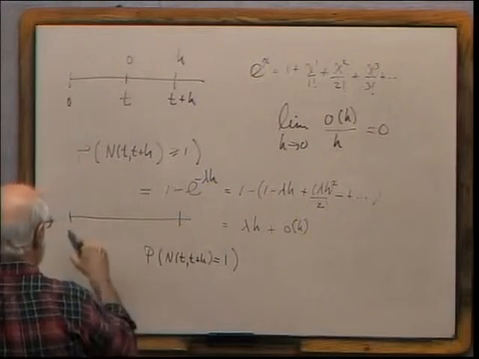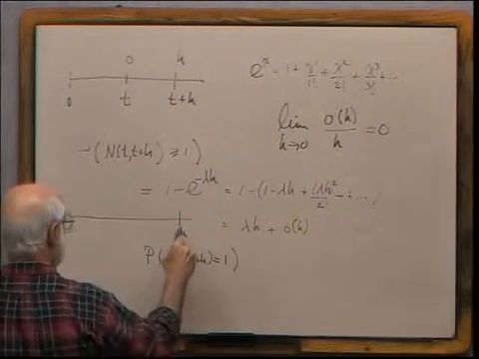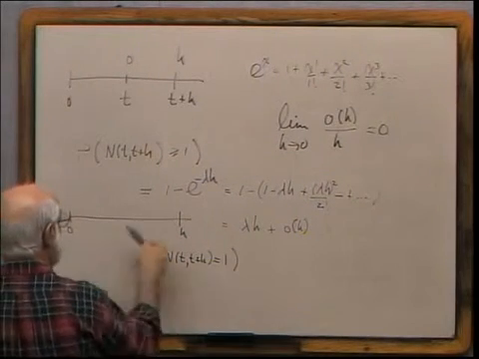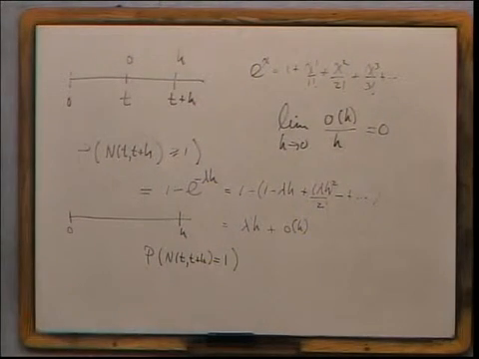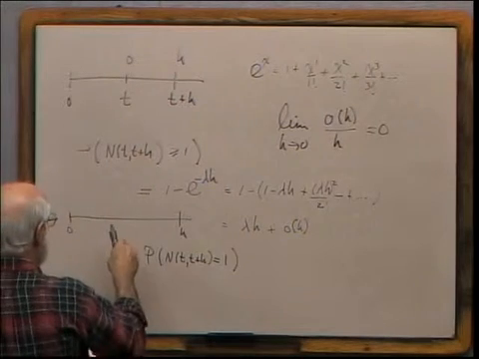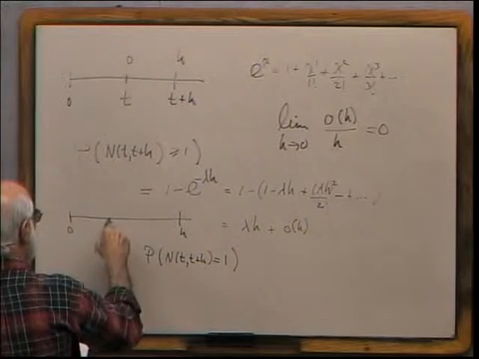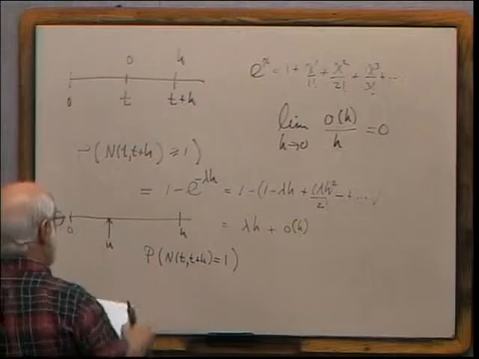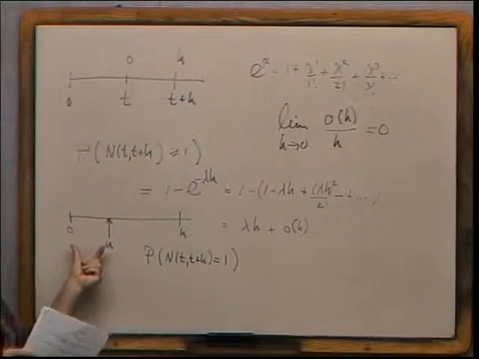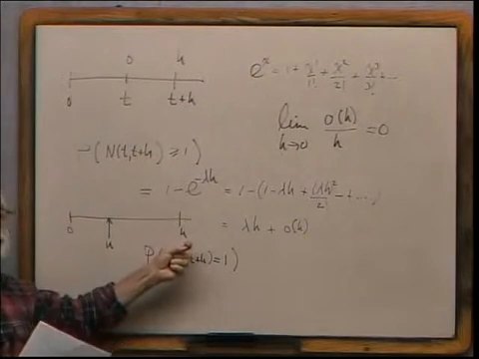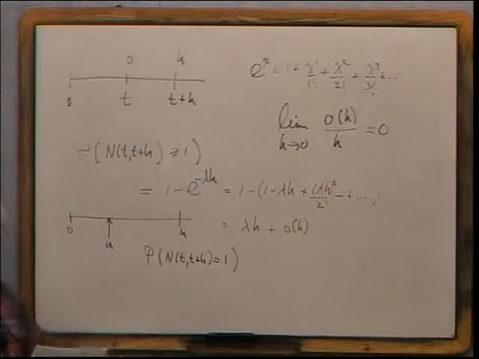Here's 0, here's h. I want to have exactly one arrival between 0 and h. Okay, so how can I do that? That means that at some time u, between 0 and h, there must be the first arrival, and between u and h, there must be no additional arrivals. Okay, so what's the probability of that?